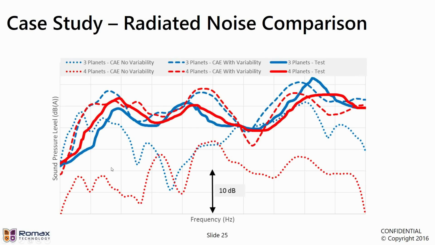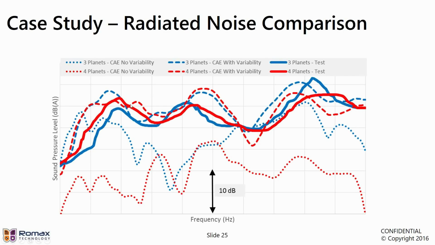And you can see that if we were to take a prediction based on that simulation, we would see that the red line here, the 4-planet design, is much, much better, by more than 10 dB in some areas, than the blue dotted line, which is the 3-planet design. So our engineering decision would be, right, let's use the 4-planet design then. But you'd be making the wrong decision because you're not including the manufacturing variability.